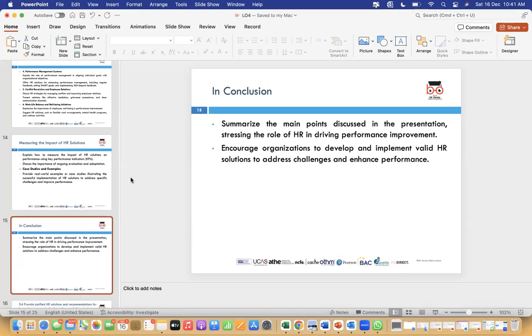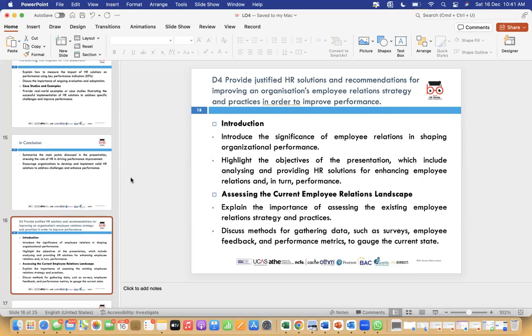So yeah, we spoke about different things that help in driving an associate's performance, and how different challenges can be managed better and also help to improve overall employee performance. Then over here, we're going to talk about how to provide justified HR solutions and recommendations for improving an organization's employee relations strategy and practices in order to improve performance. Again, pretty similar to what we've spoken about, how ER can shape the organization's performance.